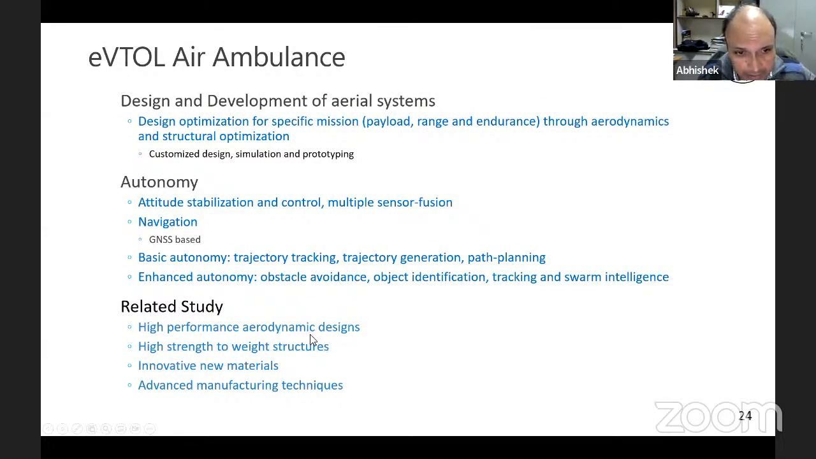And you have to worry about high performance aerodynamic design if you want to ensure that good efficiency is achieved by your design. You are looking at the materials, what innovative materials can you bring in to ensure that your vehicle is very, very lightweight and yet gives you very good performance.